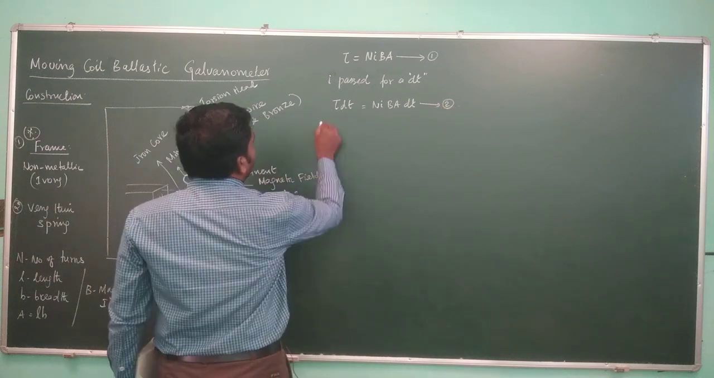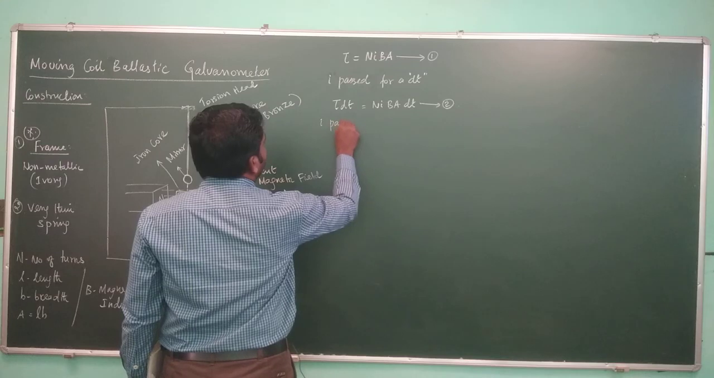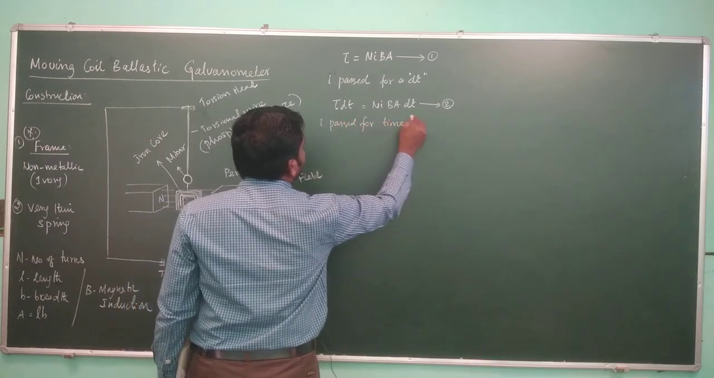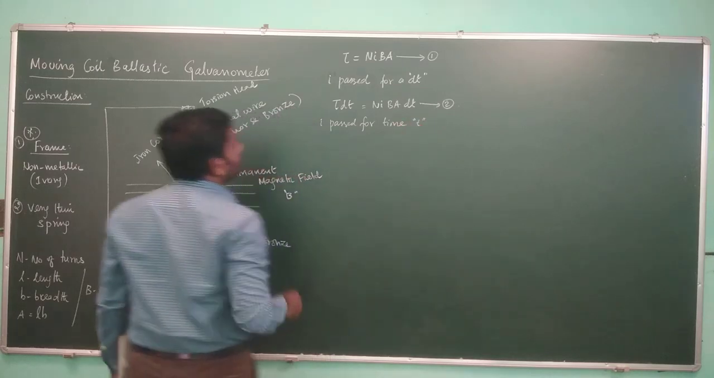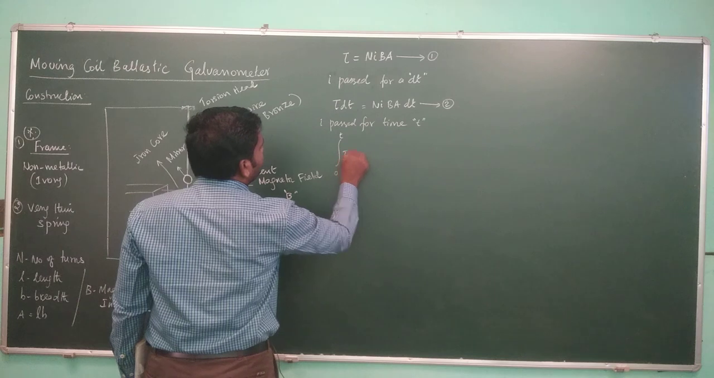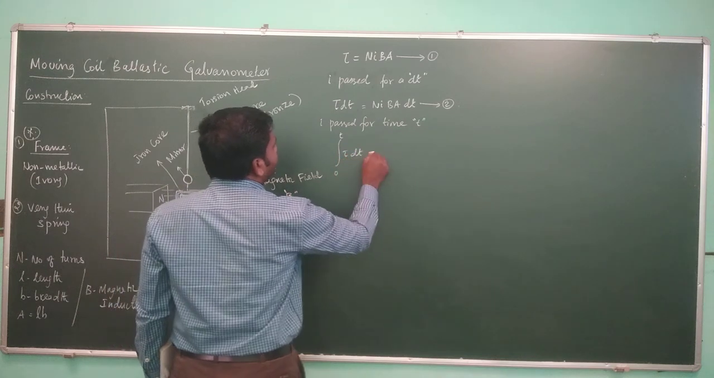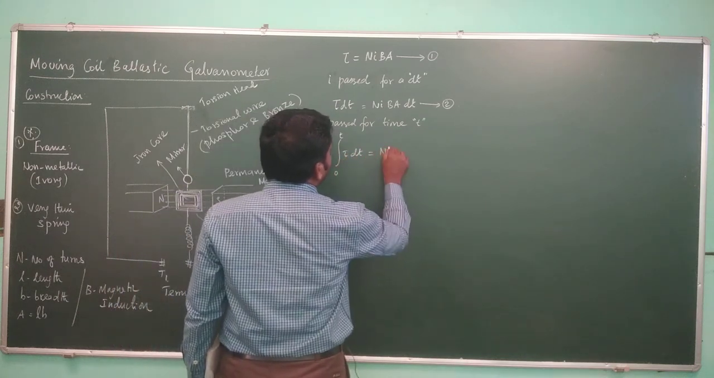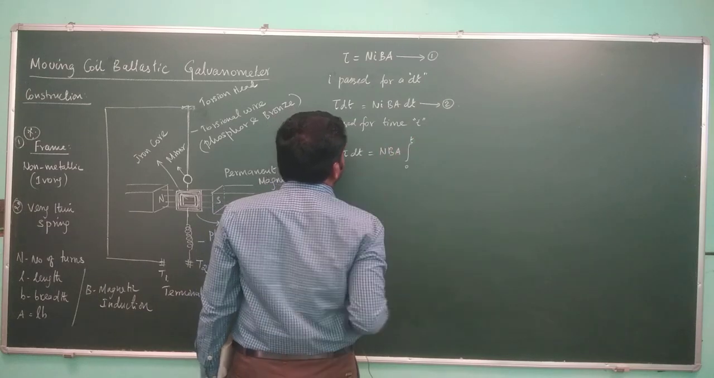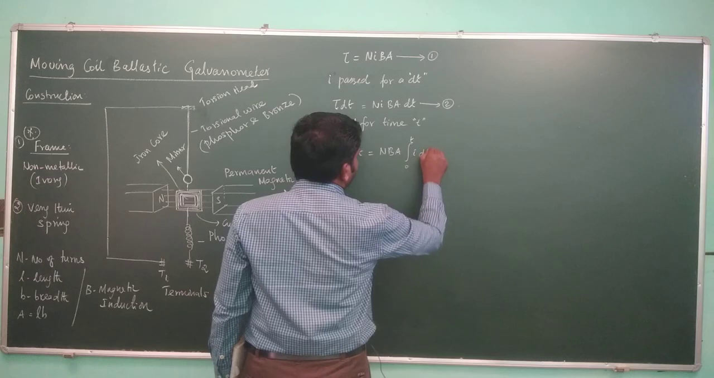Suppose the current is passed for a time interval t. What we have to do is integrate this from 0 to t, tau dt. Here N, B, A are all constant, so we have the integral from 0 to t of I dt.